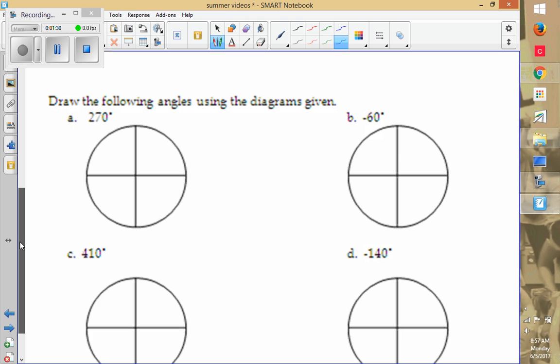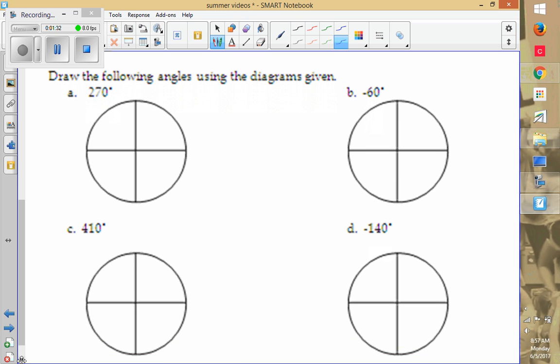So we're going to draw a couple examples. First one, 270. 270 is perfectly divisible by 90. 270 is this down here, but I have to start on the x-axis in the first quadrant and go around this way, so that's going to be 270 degrees.